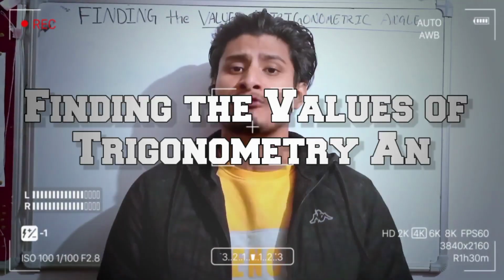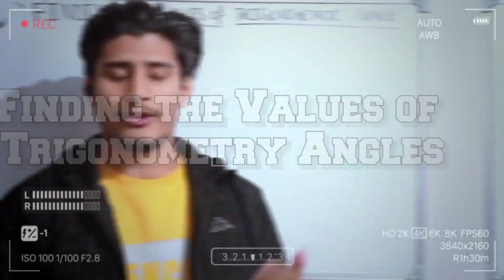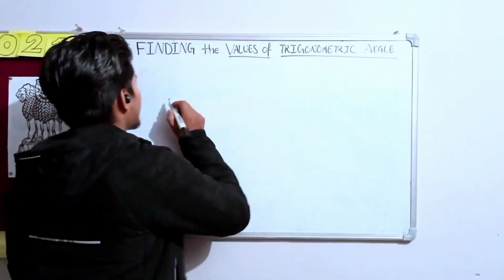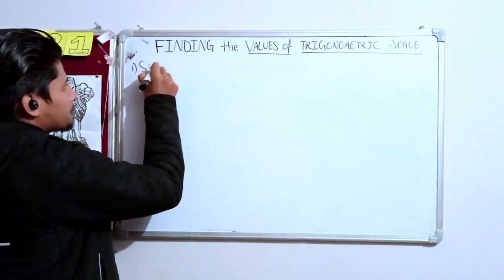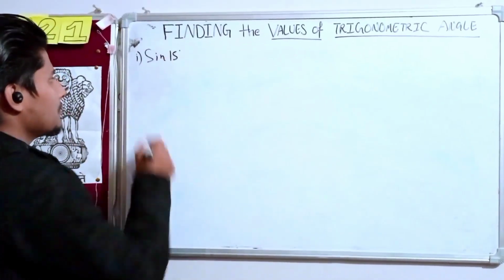Before I start my video, I would like to tell you the topic that today we are going to learn. The first topic is to find the values of the different trigonometric angles. Before we do that, let me write on the board which angles we are going to find. My first angle is sine 15 degree.